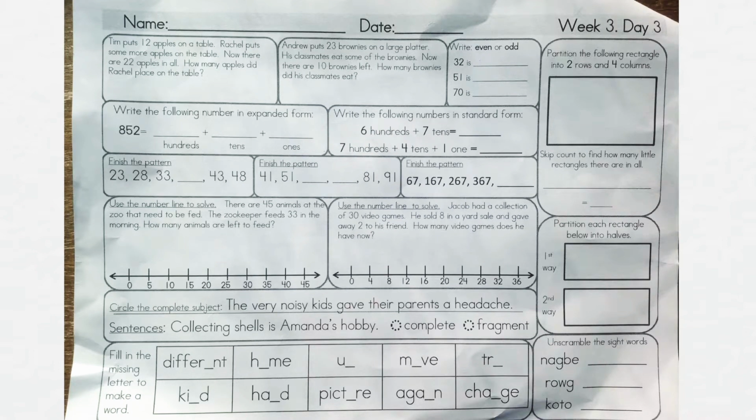So up here in the top corner, it says, Tim puts 12 apples on the table. Rachel puts some apples on the table. Now there are 22 in all. How many apples did Rachel place on the table?